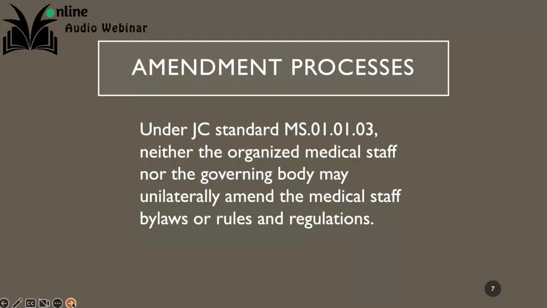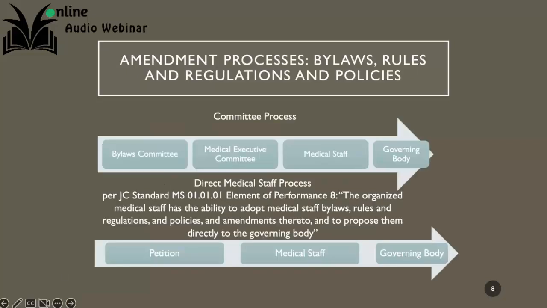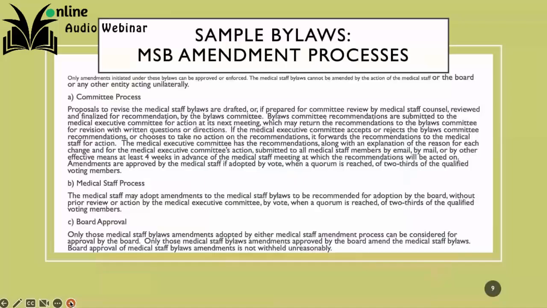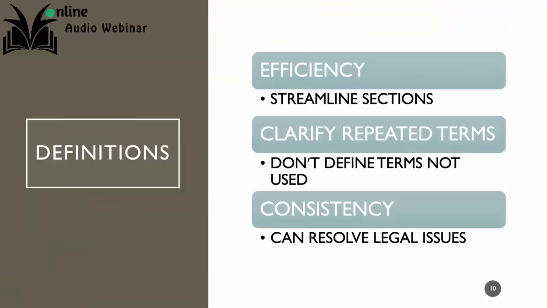The bylaws are subject to amendment. And as you can see in this slide, Joint Commission standards require that the medical staff and the governing body share the responsibility for adopting the bylaws and any amendments. Now, under Joint Commission standards, it gets a little complicated. It can't be just the governing body. It can't be just the medical staff. It's got to be both. Here's an amendment process that lays out both the committee process and the medical staff process. It's important that the bylaws have a definition section. So it just makes it more streamlined, and it can prevent inherent inconsistencies, which are always problematic.